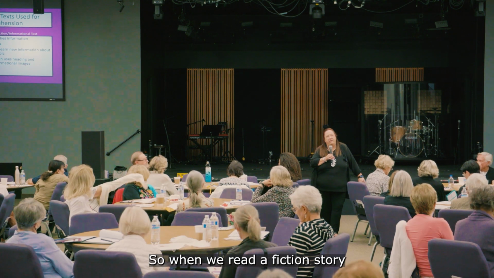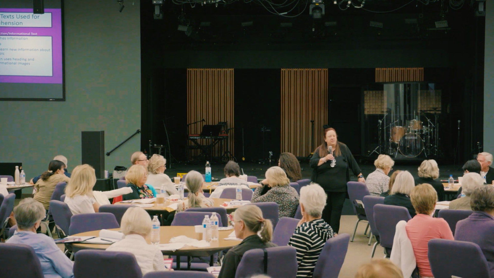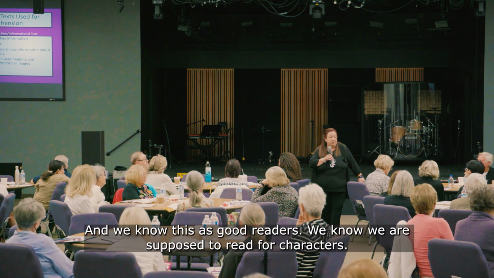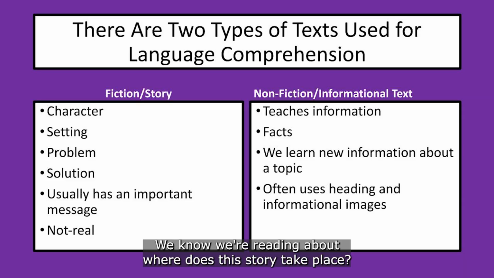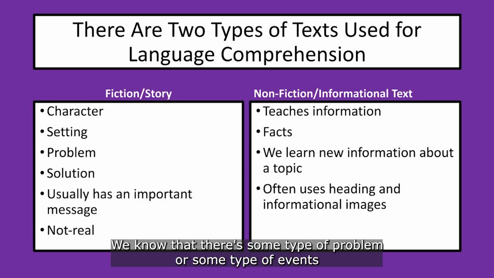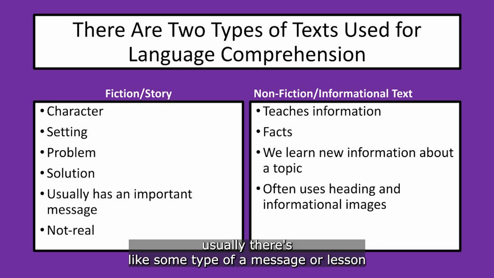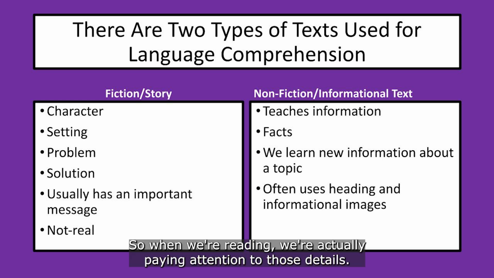So when we read a fiction story, or we call it narrative in K-12 world, right? We read for some very specific things. And we know this as good readers. We know we're supposed to read for characters. We know we're reading about where does this story take place. We know that there's some type of problem or some type of events that we're reading for, right? And usually there's like some type of message or lesson or something that we get from it. Some enjoyment, right? So when we're reading, we're actually paying attention to those details.